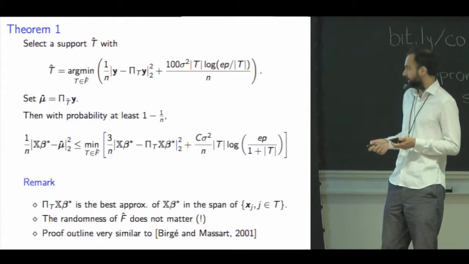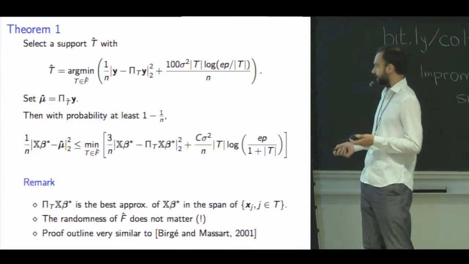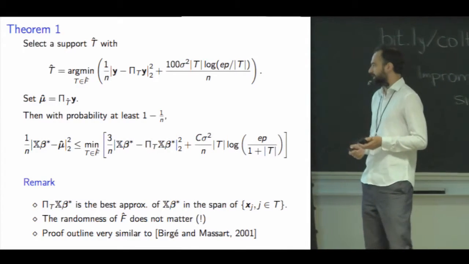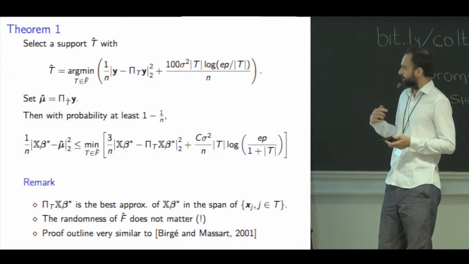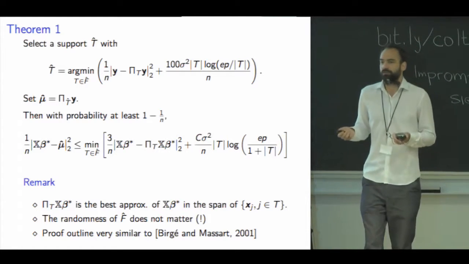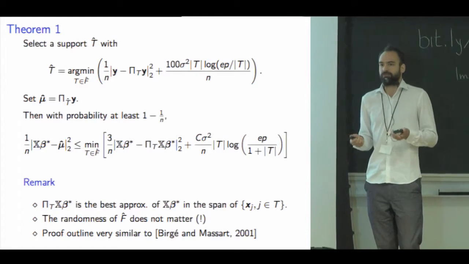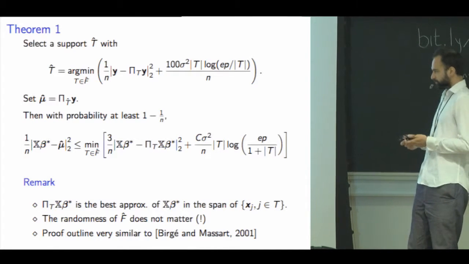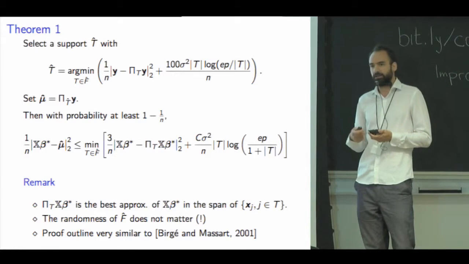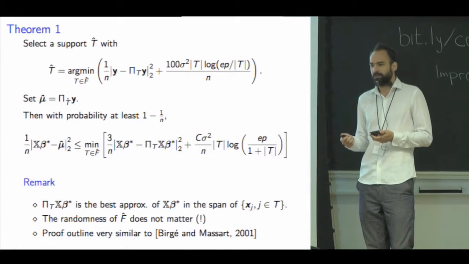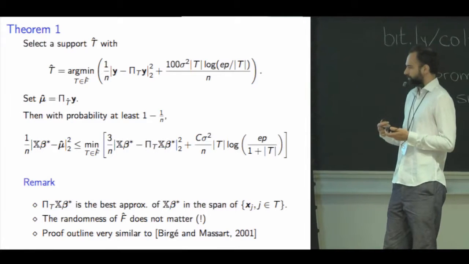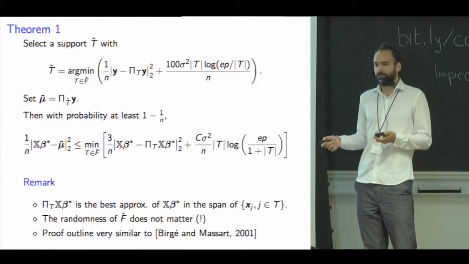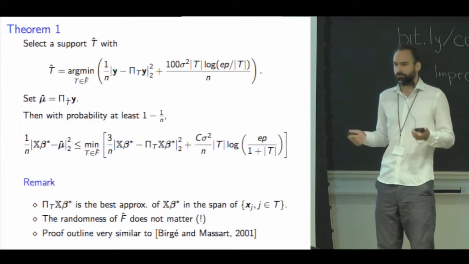Here it's the best approximation of X beta star in the span yielded by T. What's unexpected in the proof and in that result is that the randomness of F hat, the set of supports that you give me, doesn't matter at all. The proof outline is actually very similar to previous results. The trick was to realize that we could completely decouple the randomness of F hat from the rest of the problem.